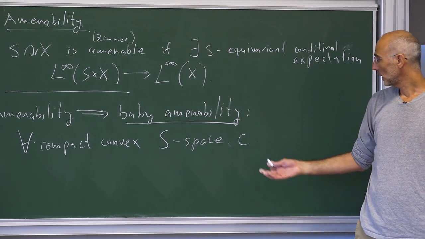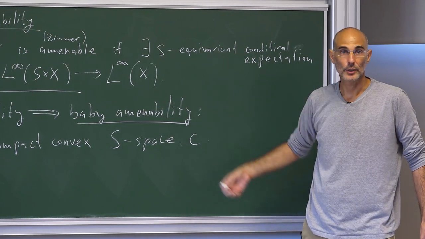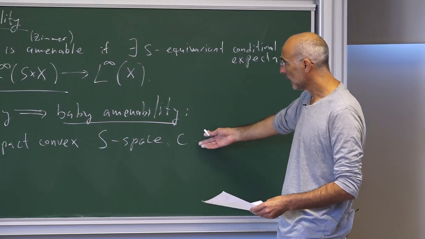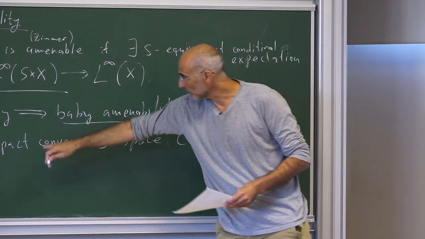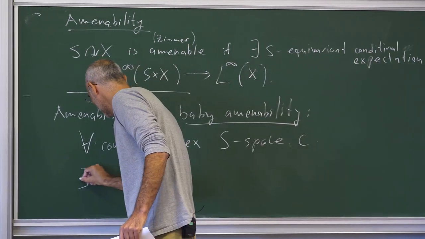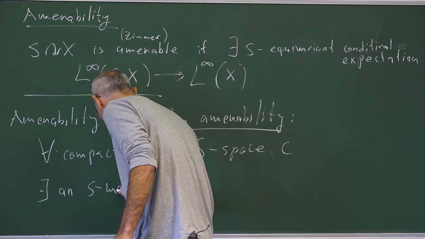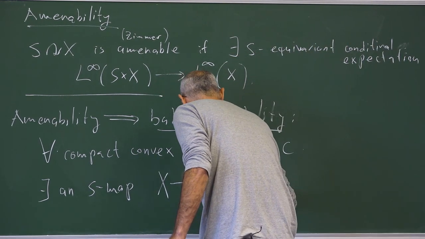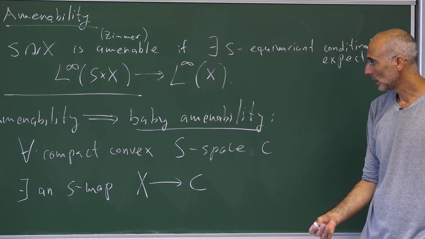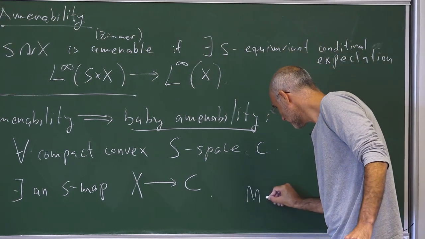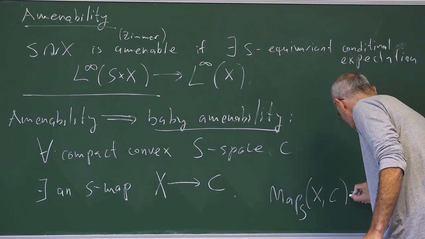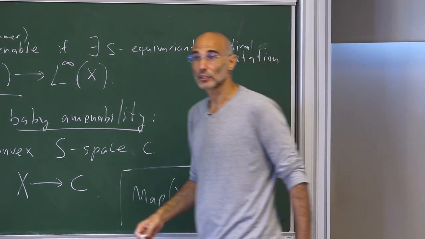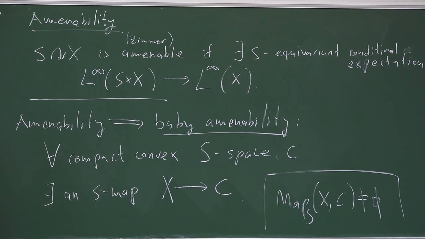Typically, C will be some convex subset of a unit ball in a dual space or something, or maybe a weakly compact subset of a Banach space, etc. But we have the category of such things, and this is just the thing I'm quantifying over. For every such, there exists an S-map. So I consider this as a Borel space. I forget all the fine structure, and I'm just asking myself if I can map X into it, and so this non-emptiness of the set is amenability, or a version of amenability implied by the classical amenability.